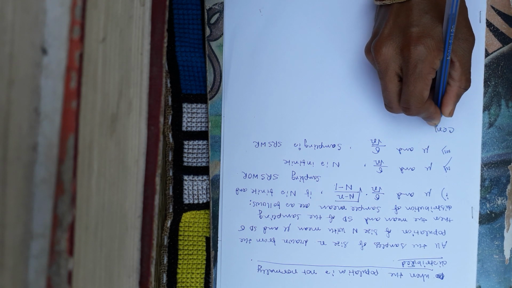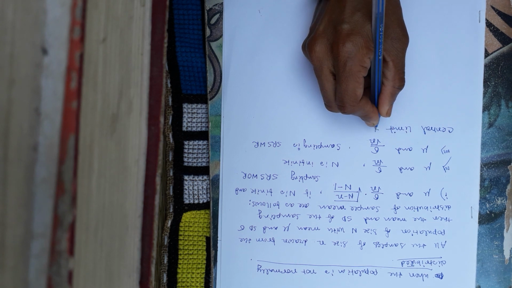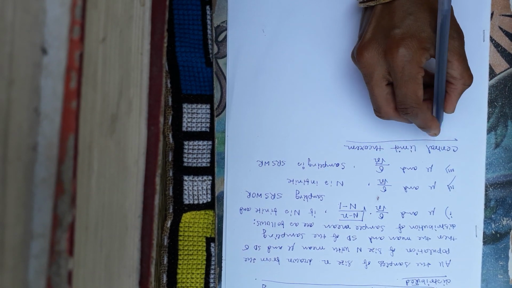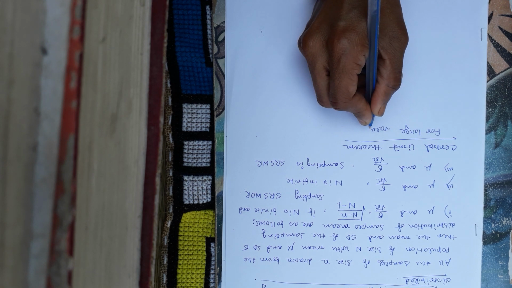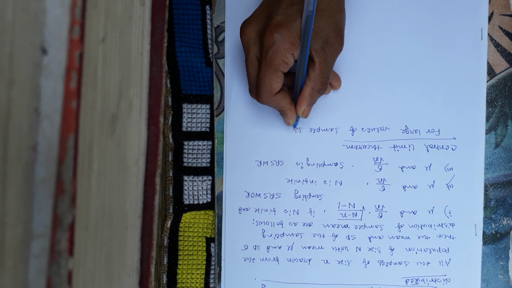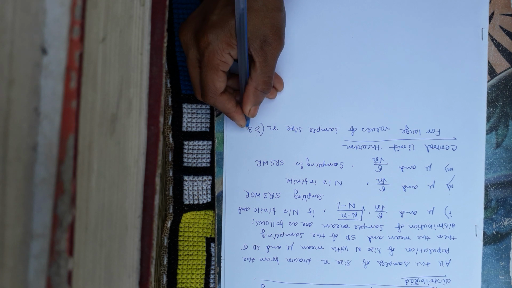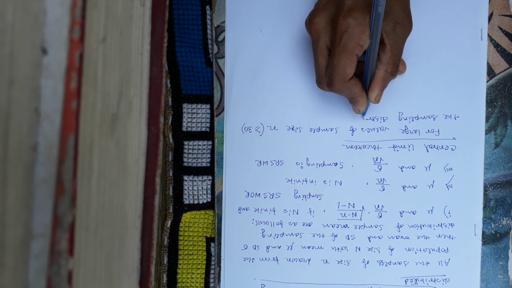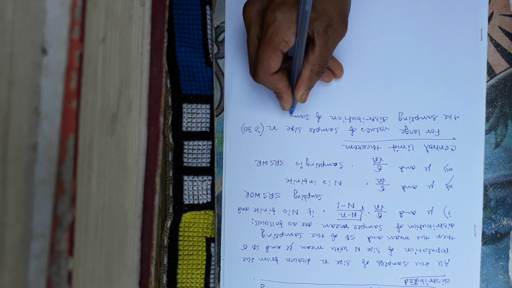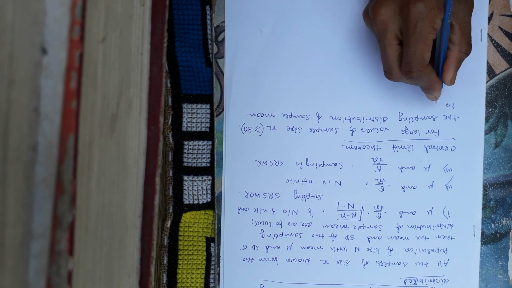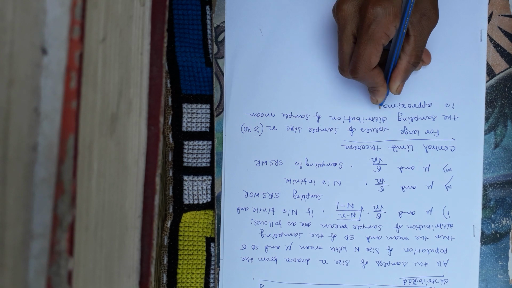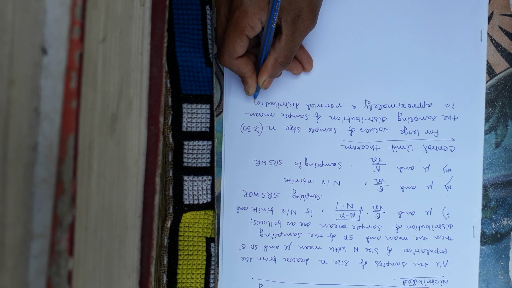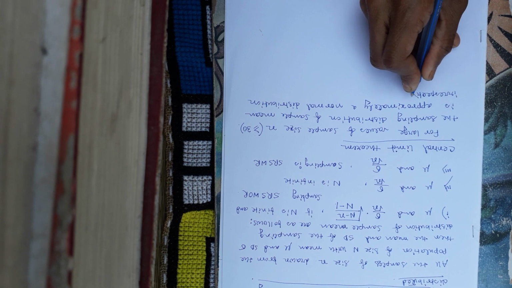Now we know about the central limit theorem. According to the central limit theorem, for large values of sample size n, that is n greater than or equal to 30, the sampling distribution of the sample mean is approximately a normal distribution, irrespective of the population.